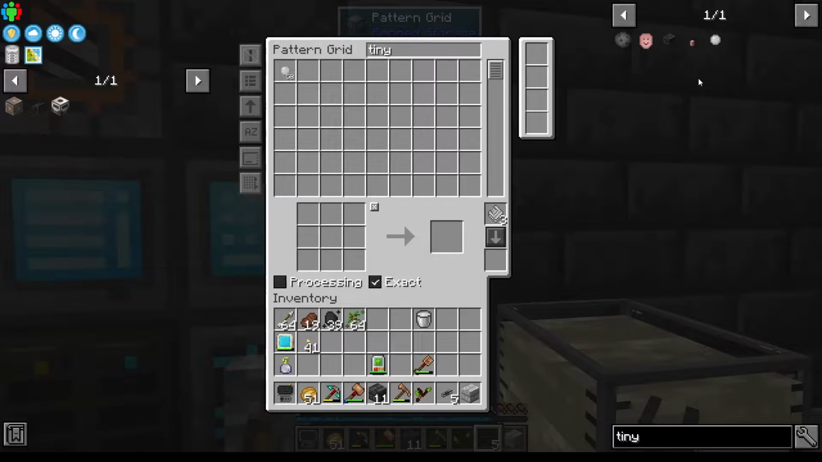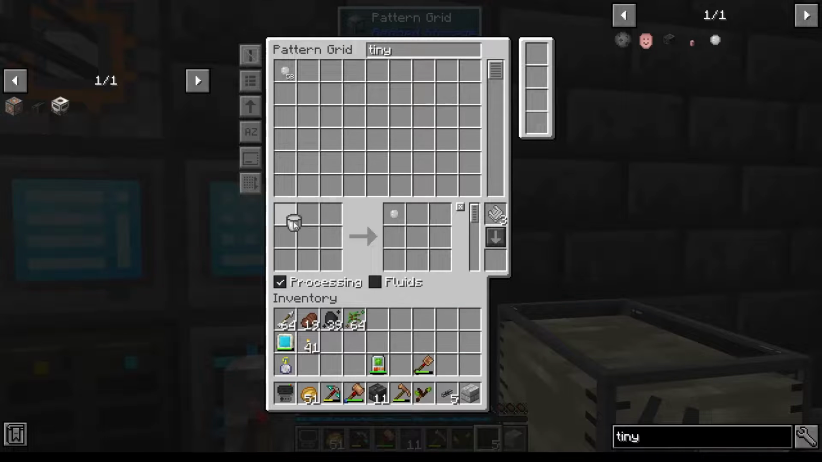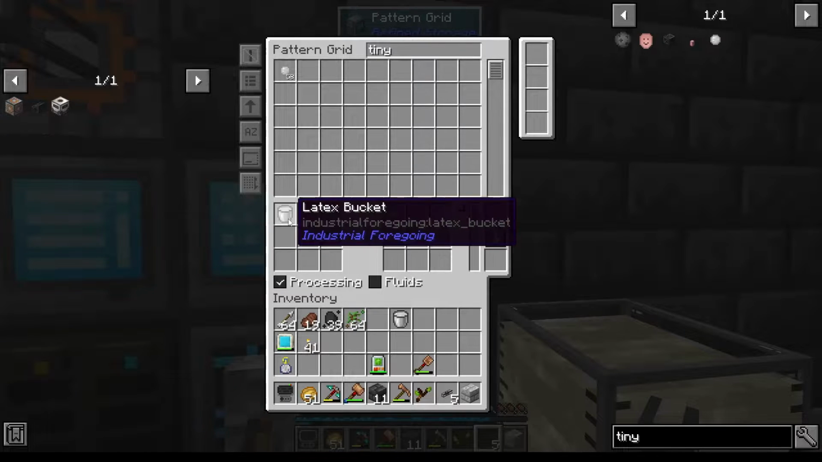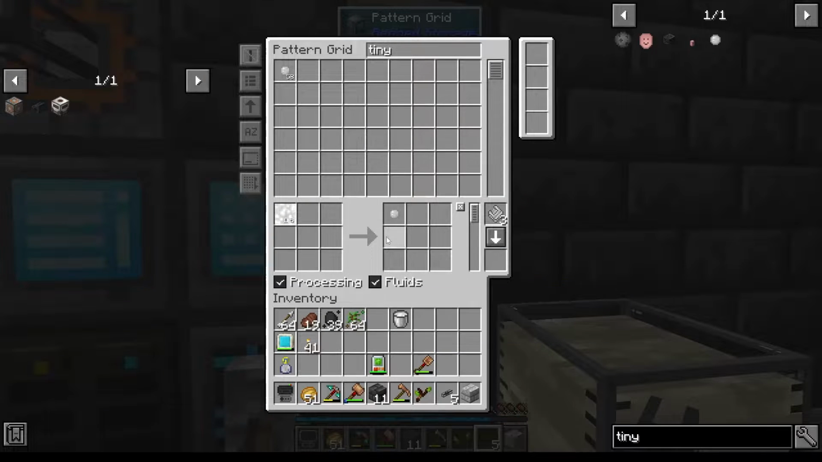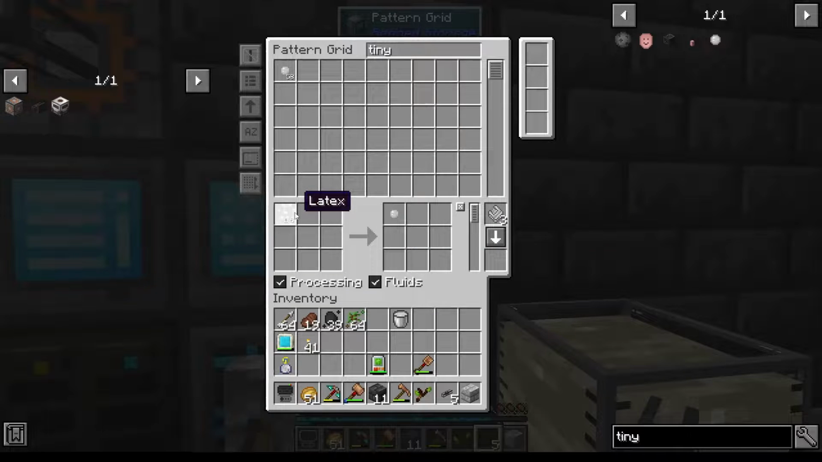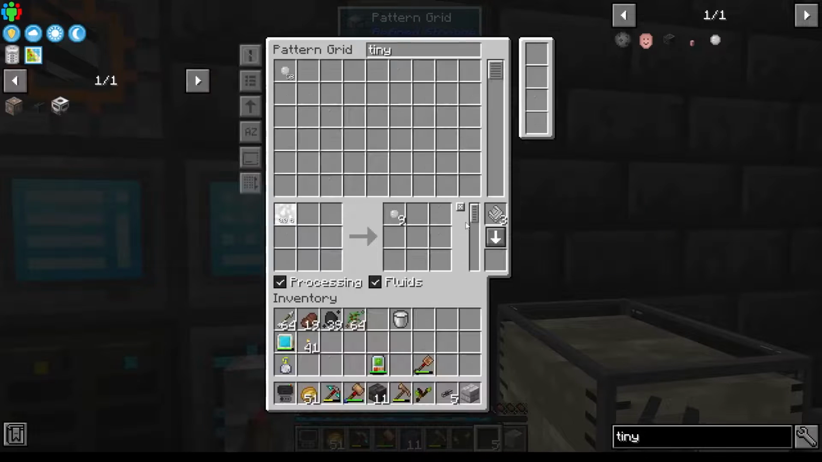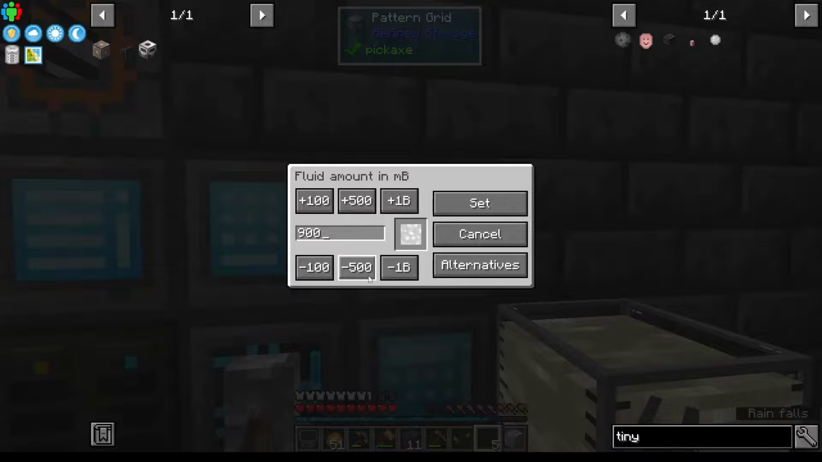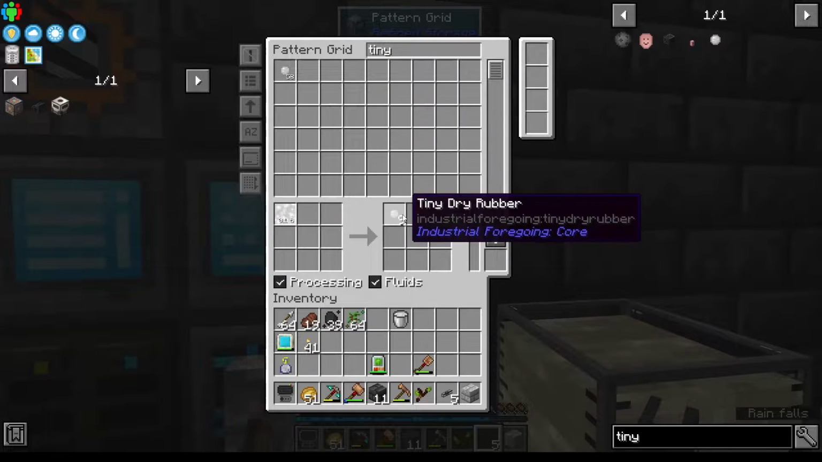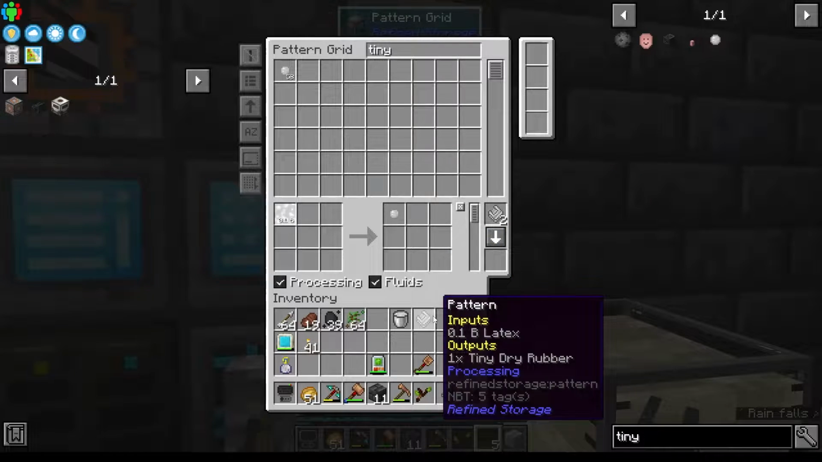So let's make a pattern for that. Okay, we need this much. That is wrong. Need fluids, and I believe it's 100 millibuckets gets us 1. So we're going to say 900 gets us 9. And let's just do 1 to 1. Okay, there we go. 1 bucket equals 1 tiny dry rubber.